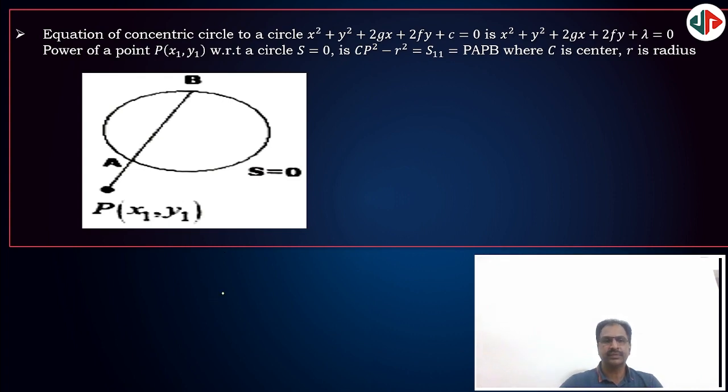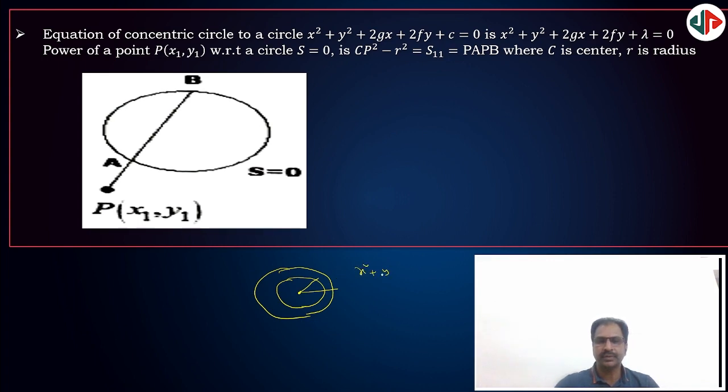Next, equation of a concentric circle. What is the meaning of concentric circle? Two circles having the same center but different radii. Both have the same center but the radius will be different. Such circles are known as concentric circles.